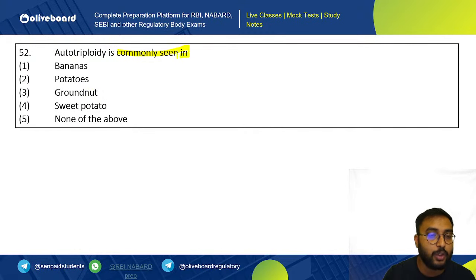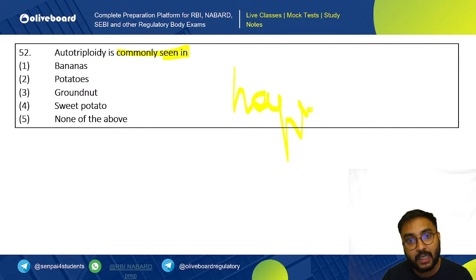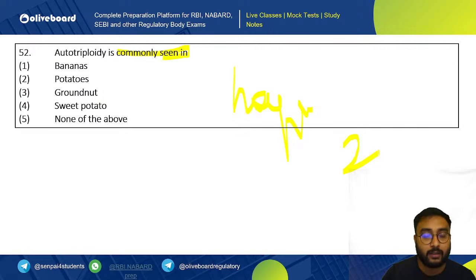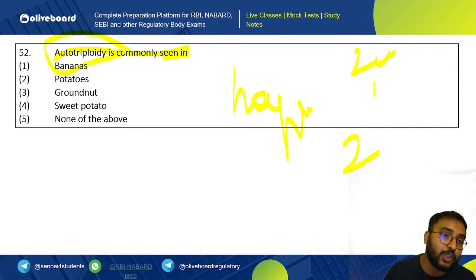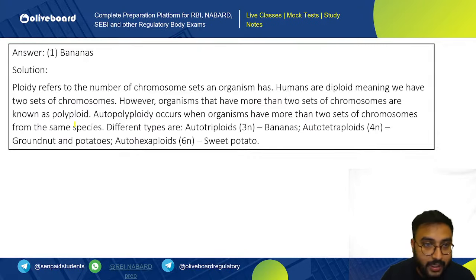Autotriploidy is commonly seen in which of the following? Chromosomes are either haploid, a single set, diploid, two sets, and then triploid, tetraploid or hexaploid. Two or more sets of chromosomes are called polyploids, or multiple sets of chromosomes. Autotriploidy is seen naturally in banana, potatoes, groundnuts, sweet potato, or none of the above. So the answer here is bananas.